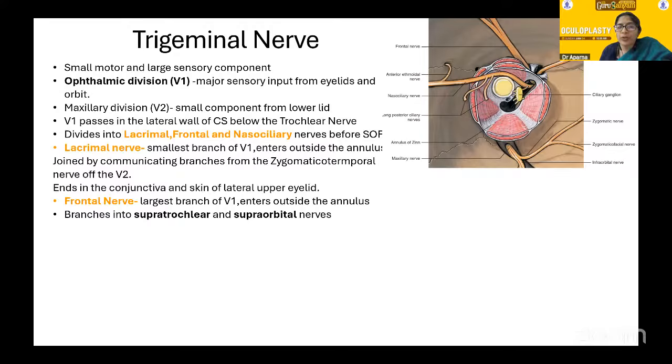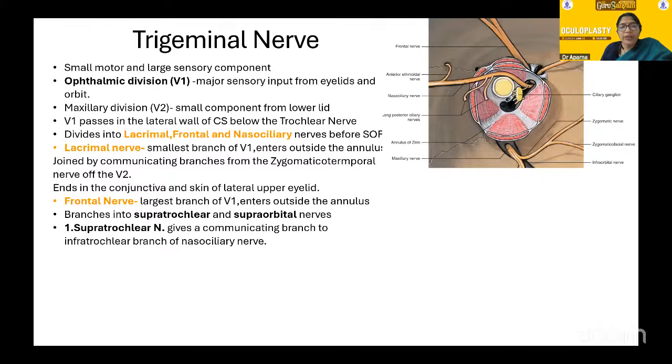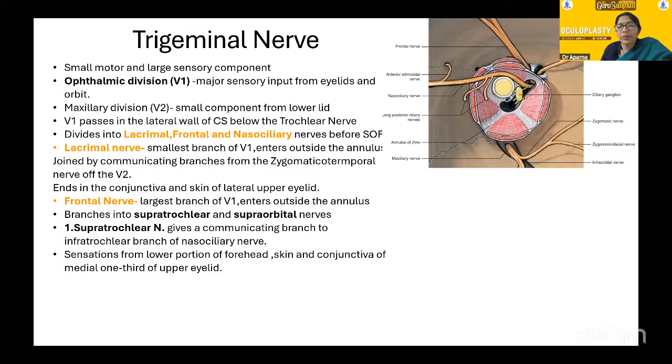It branches into the supratrochlear and the supraorbital nerves, as is seen in the picture. The supratrochlear nerve gives a communicating branch to the infratrochlear branch of the nasociliary nerve, since it carries sensations from the lower portion of the forehead, skin, conjunctiva, medial side of 1/3 of the upper eyelid.